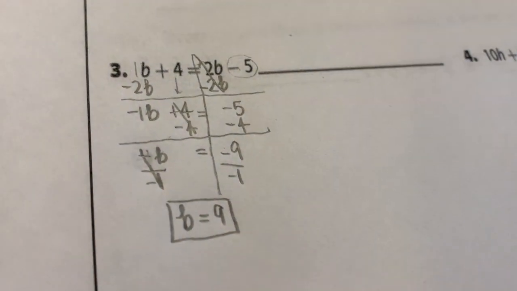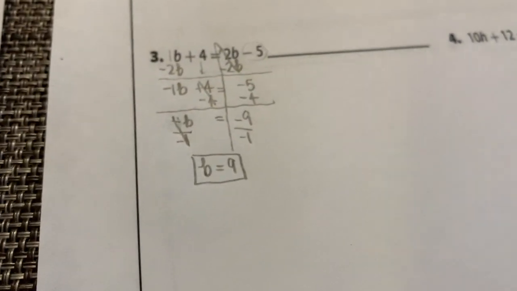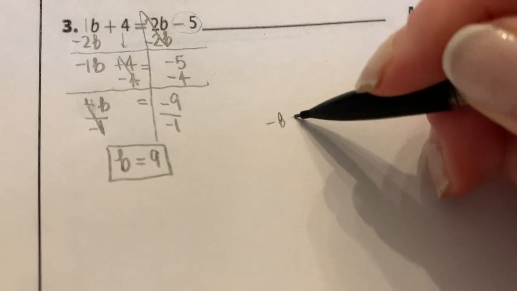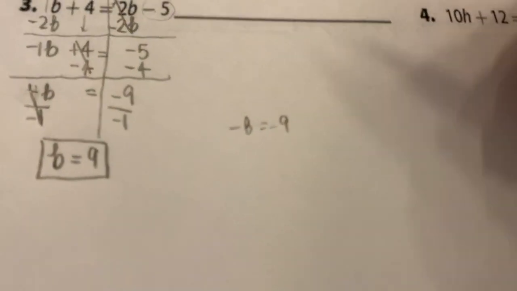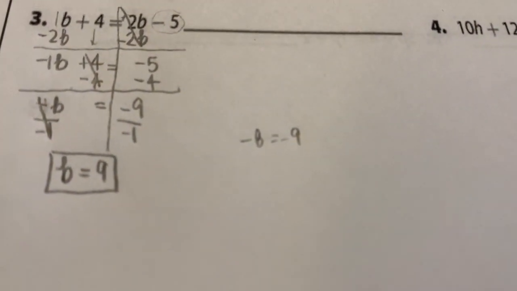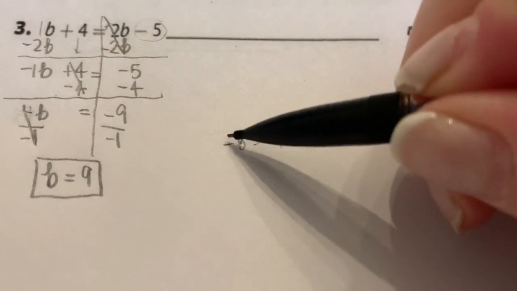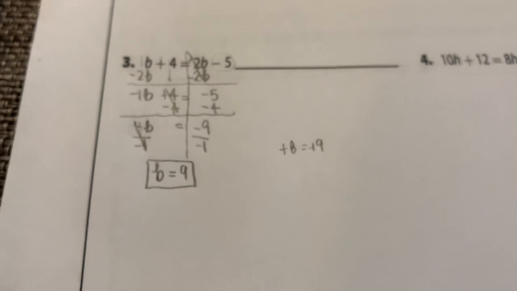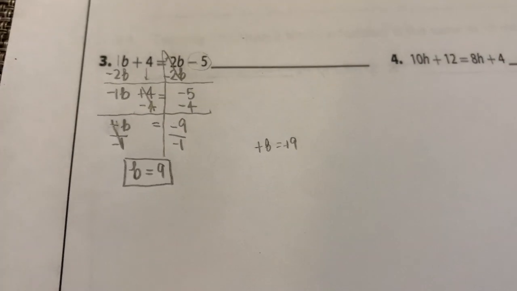Okay, and that's it. If you ever end up with an answer such as this, like negative b equals negative 9, you know you're going to have to divide by that negative. So what you can do is just change both of the signs like that, and it would be b equals 9. Just a little helpful hint. Okay.